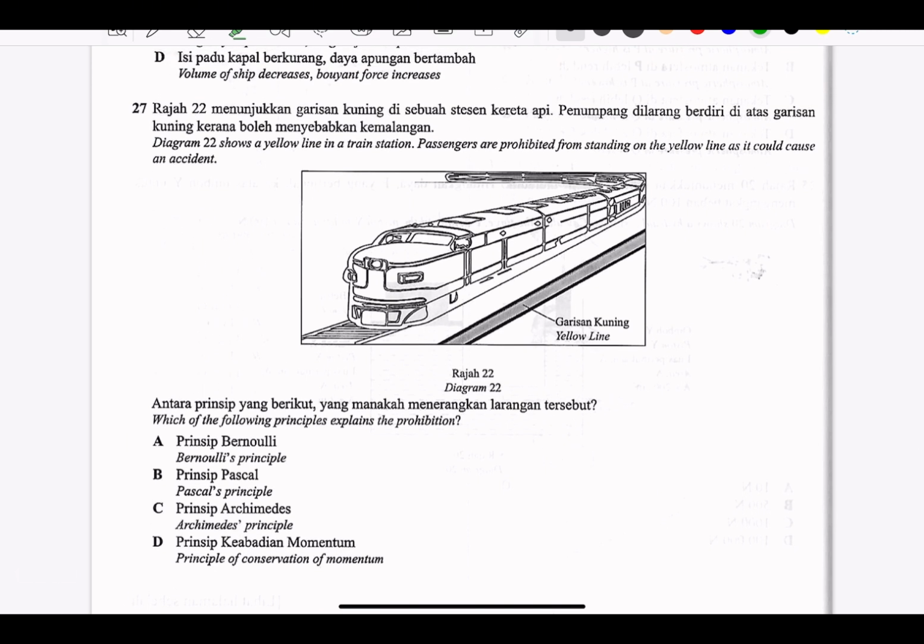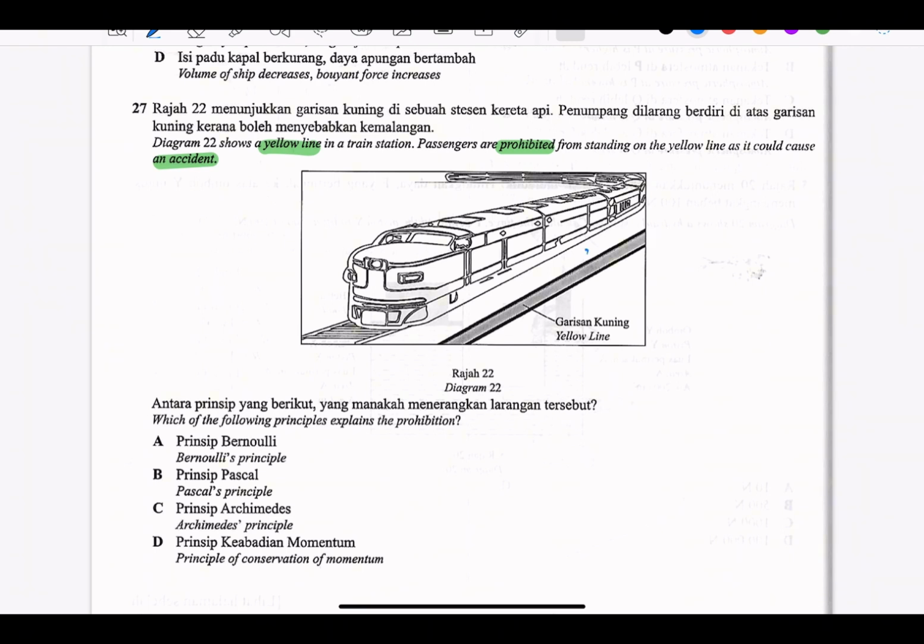27. Yellow line in a train station. The passengers are prohibited from standing on the yellow line, as it could cause an accident. Which of the following principles explain the prohibition? So this is Bernoulli principle.